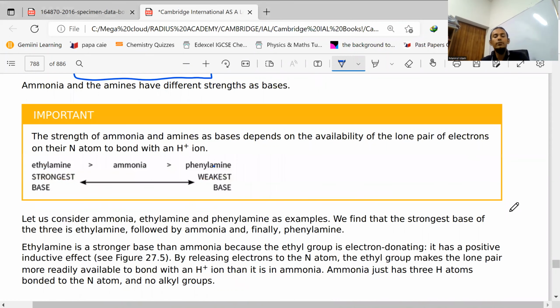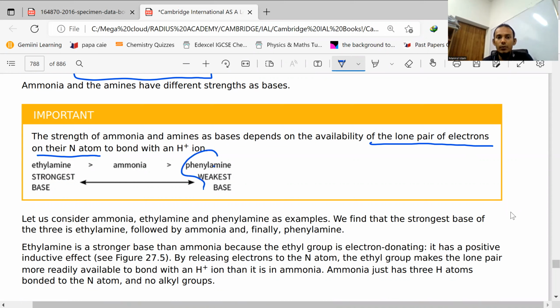So important, the strength of ammonia and amines as bases depends on the availability of the lone pair of electrons. I have said earlier, right? On nitrogen atom to bond with hydrogen atom. So ethylamine is the strongest base, ammonia, and phenylamine weakest base.